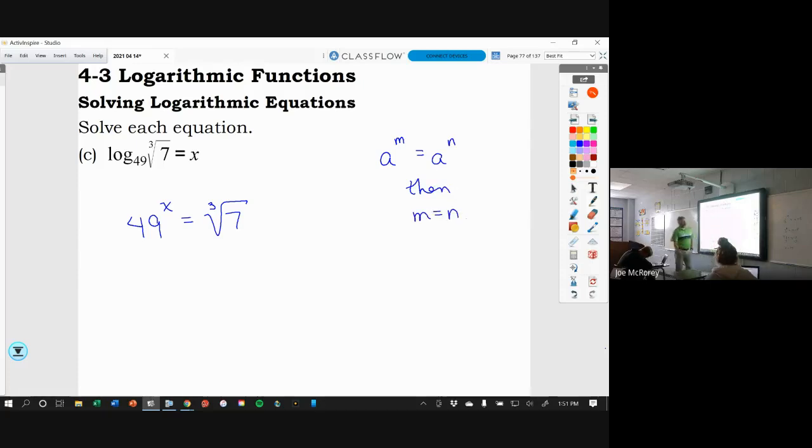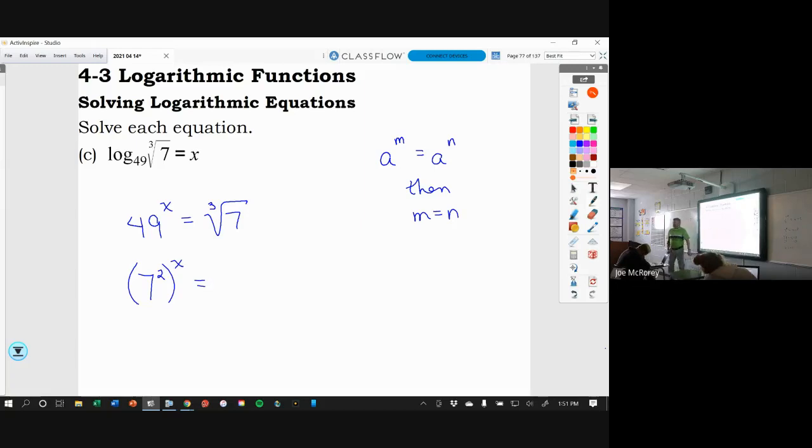Okay, so, can you write the number 49 as a base to a power? Yes. 49 can be written as 7 squared. Does anybody object to that? So 49 and 7 squared are the same, right? Yes. So I can replace 49 with 7 squared and go ahead and put that x on there.